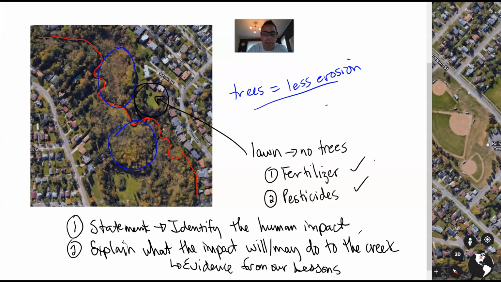So when it comes to evidence and explanations, it's really twofold. Number one, explain what impact could be coming, and then go one step further and say how could these things, what would that impact actually do to the river itself?